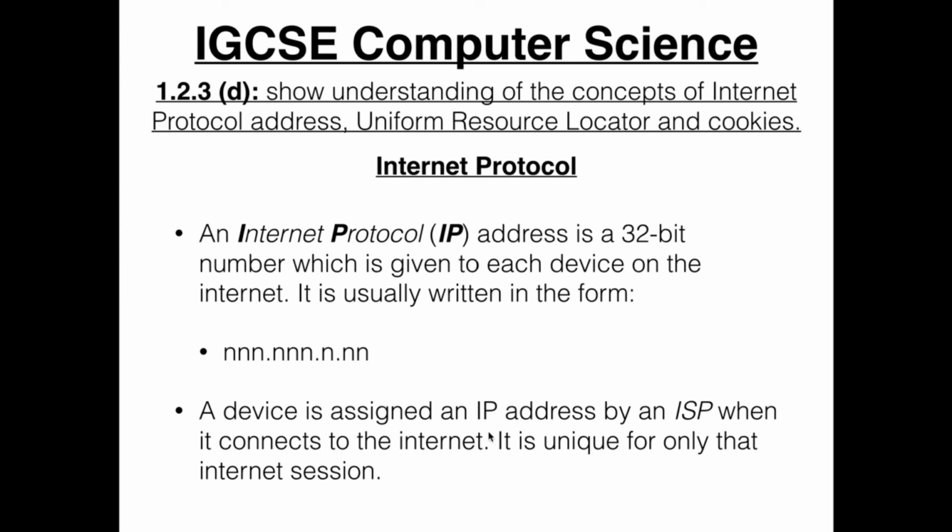A device is assigned an IP address by an ISP when it connects to the internet, and it's unique for only that internet session. An ISP is a company which provides a user with access to the internet, basically, and then charges them a monthly fee. What they do is they create a user account, which usually contains a username and password, like a Wi-Fi password, so people can get access.